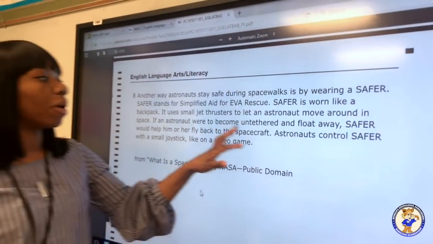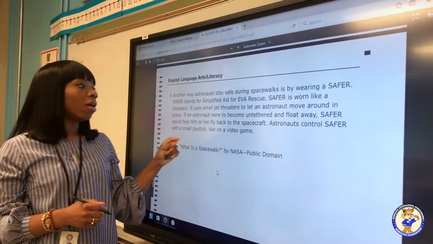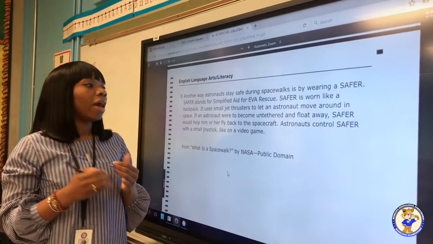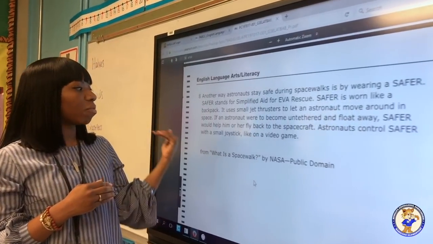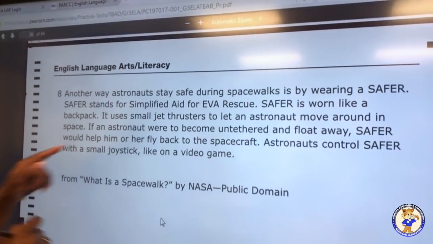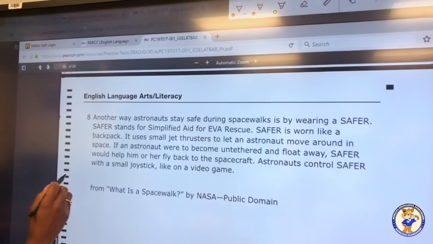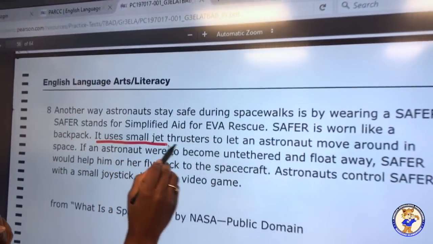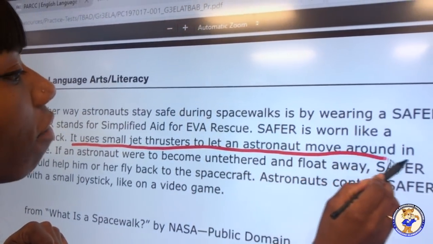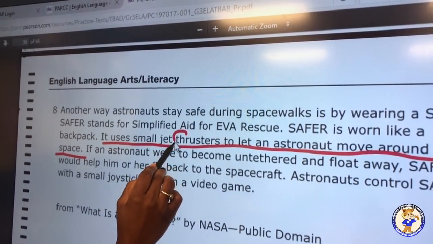If an astronaut were to become untethered and float away, SAFER would help him or her fly back to the spacecraft. Astronauts control SAFER with a small joystick like a video game. I did see some important words. And this is again what the students will need to do. This is my sentence with the word that I found and that the question tells me to focus on.